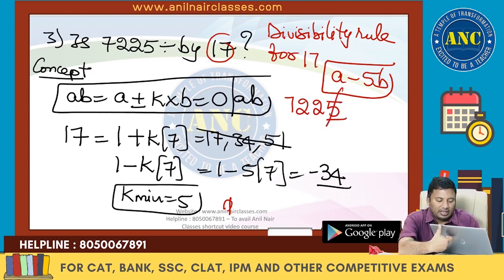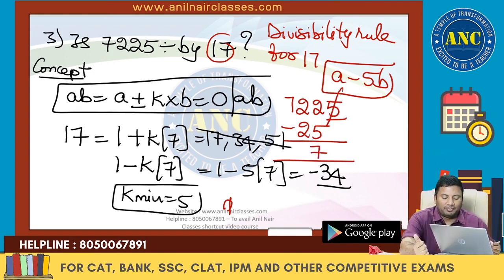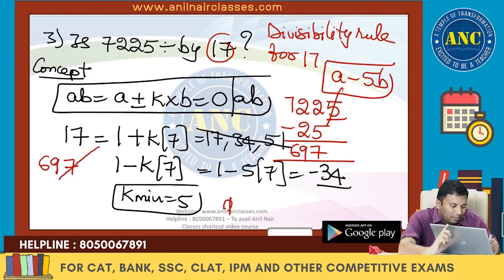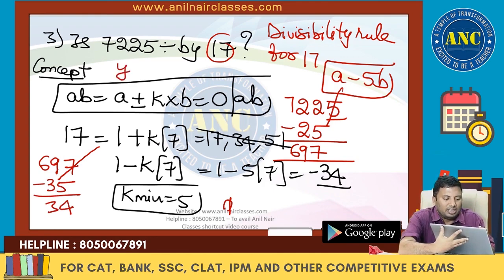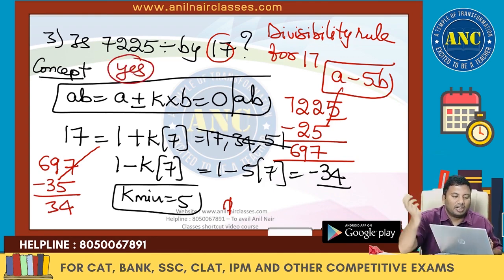Multiply by 5. 5 5s are 25. Subtract it from that number: 12 minus 1, 7. 71, 697. A minus 5B. 7 5s are 35, subtracted from the remaining number gives 34. 34 is divisible by 17, so the number is divisible by 17.